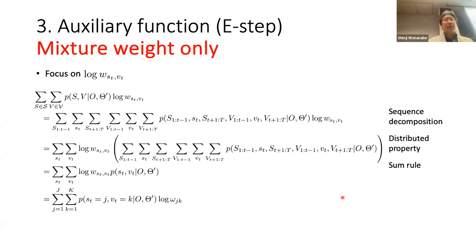I basically don't fully explain it, but similar to the last lectures, by using the sequence decomposition, distributive property, and the summation rule, we can derive the auxiliary function. And I also want to remark on two parts. One part of the remark is that, again similar to the previous example, the summation over the sequence of S and B is changed to the summation over J equals one to K and K equals one to K.